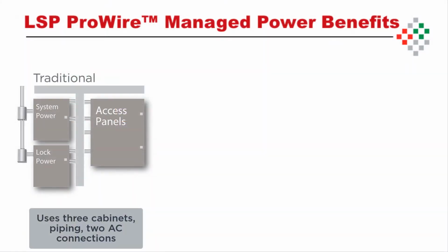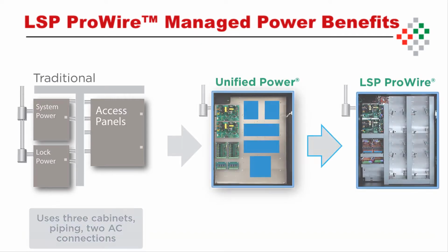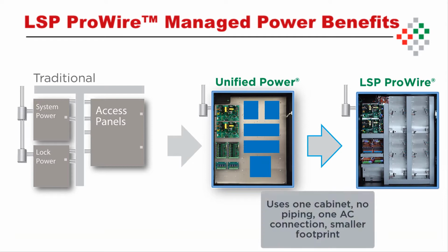The traditional dual voltage access installation has consisted of 2 or more power supply enclosures and 1 or more access control systems mounted to the wall and piped together. LSP has integrated the power distribution and access control into one listed solution.